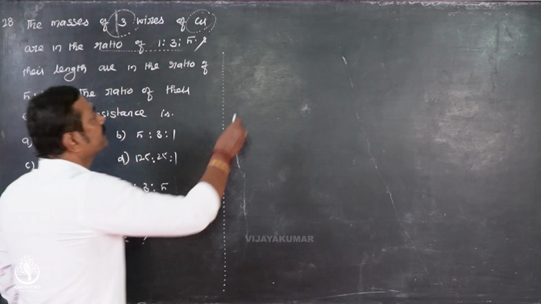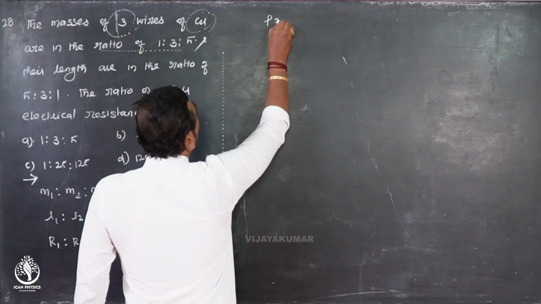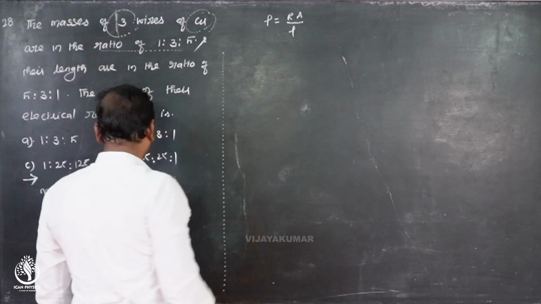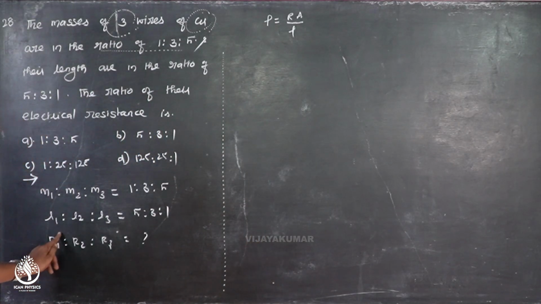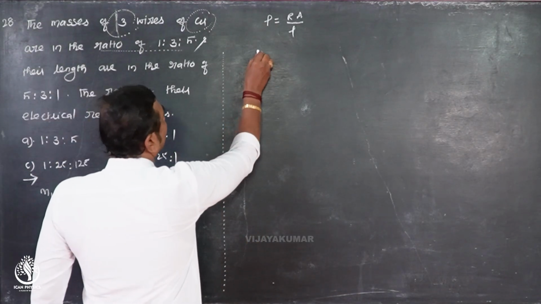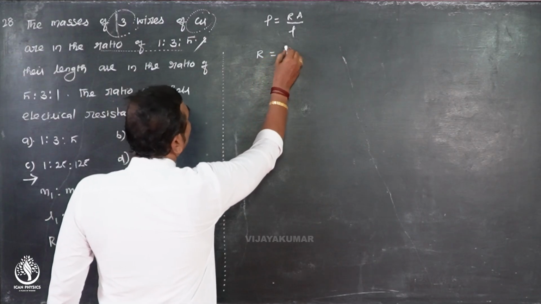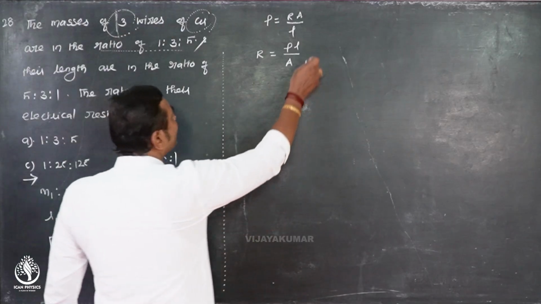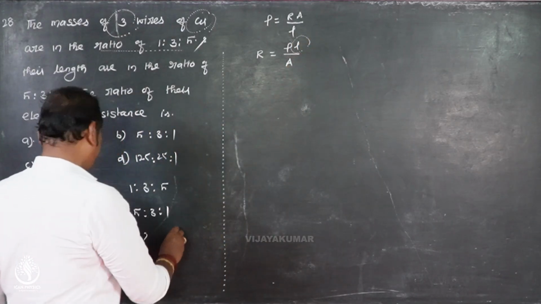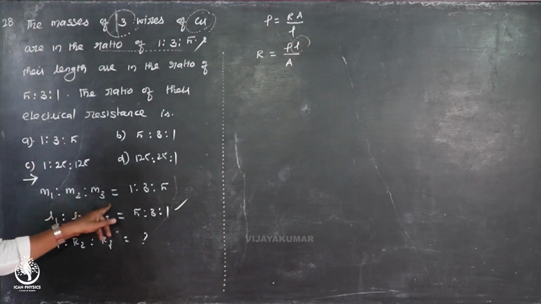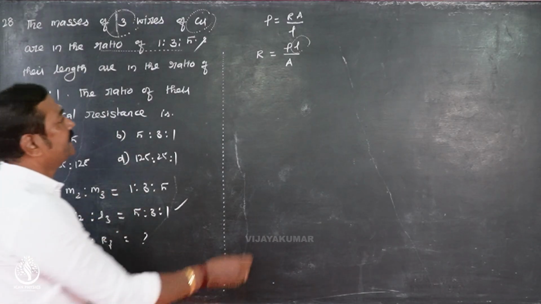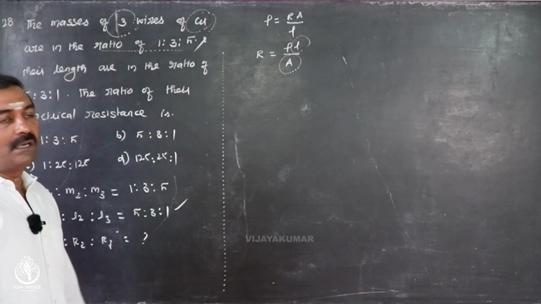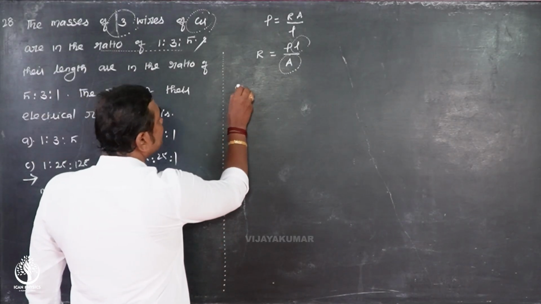So we know that rho equals RA by L. What they are asking is resistance, so the resistance R equals rho L by A. L is given, no problem, here the ratio is given. So how can we use the mass? For that I am going to the area. So from the area, how can we relate mass? That is density.